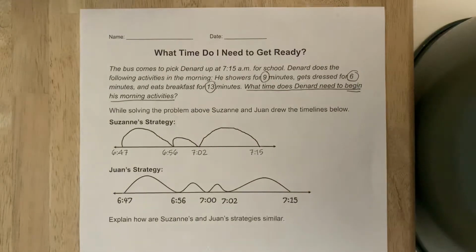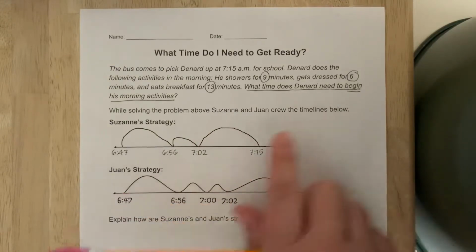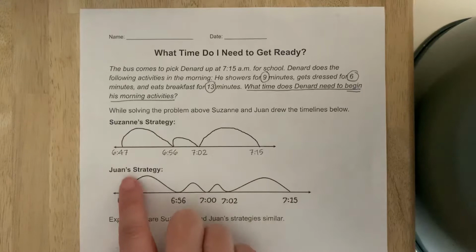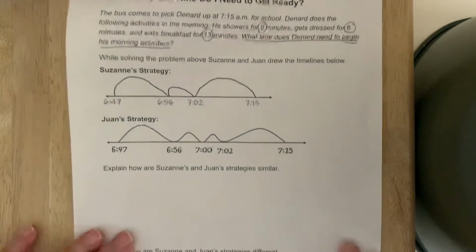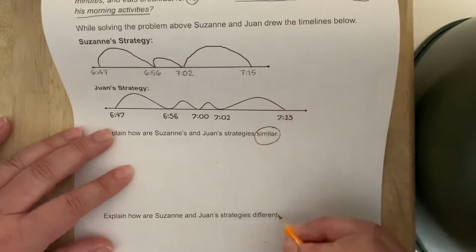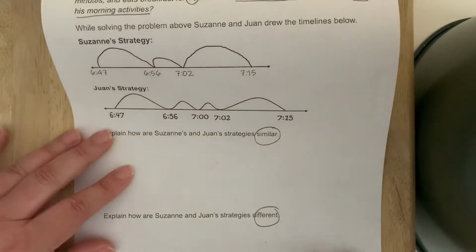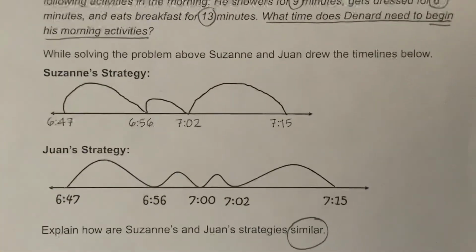So what we know is that using a number line is a really good strategy for solving this problem. While solving the problem above, Suzanne and Juan drew the timelines below. Here's Suzanne's timeline, and here's Juan's timeline. The question asks us to explain how Suzanne and Juan's strategies are similar, and if you scroll down, it also says explain how Suzanne and Juan's strategies are different. So we're looking for ways that they're similar and ways that they're different while we're solving this problem. Let's take a closer look at their strategies.